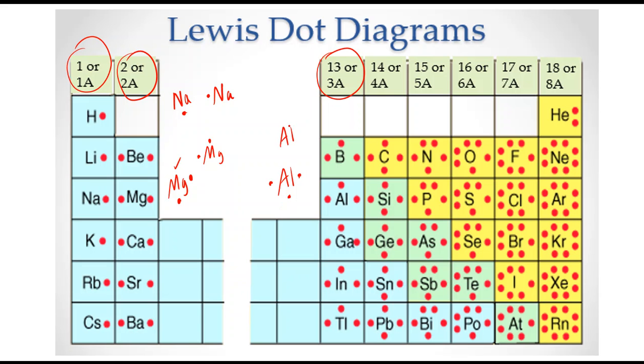This would be incorrect if I did this, and I put 2 right here. That would not be correct. I need to put 1 dot on each side. At this point, the one dot on each side is representing the possibility of a bond happening.